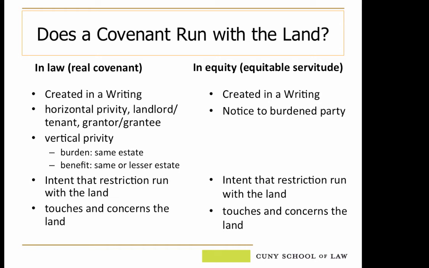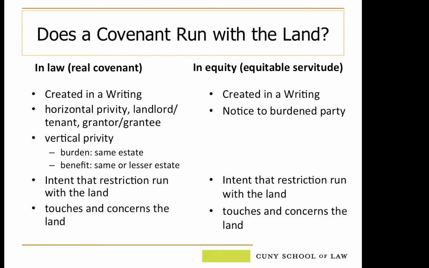Now that we see how the vertical and horizontal privity elements work, let's go back to the other elements for restrictions to run with the land. For home buyer number 2 to enforce a restriction against lot buyer number 3 as a covenant, there are 3 basic elements required in addition to privity.